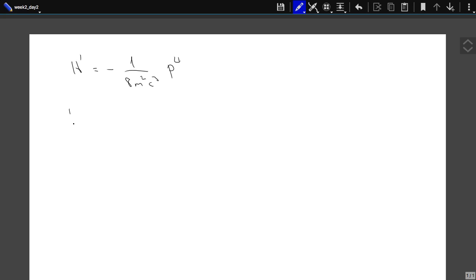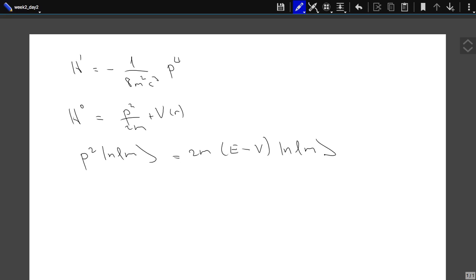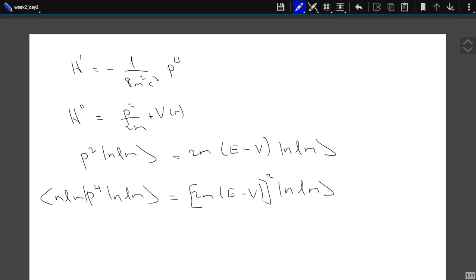And then, since H0 was p squared over 2m plus V, we said that p squared acting on our eigenstates was just 2m times E minus V acting on our state. And then in the book it says that the matrix element of p to the 4, <nlm|p^4|nlm>, is equal to 2m (E minus V) squared times nlm.